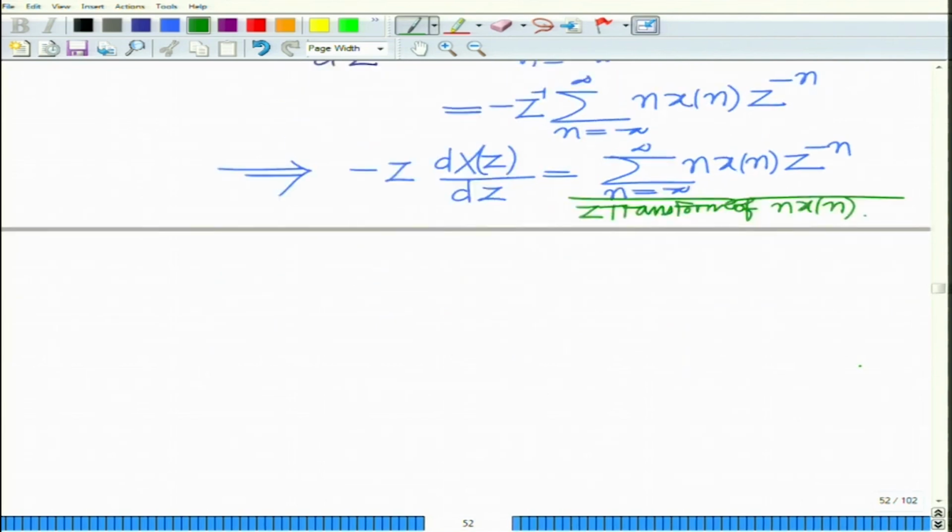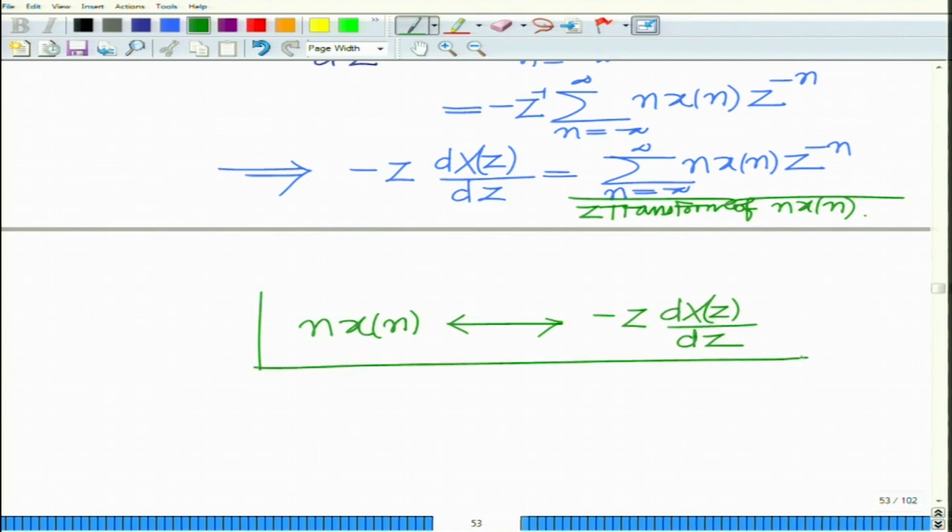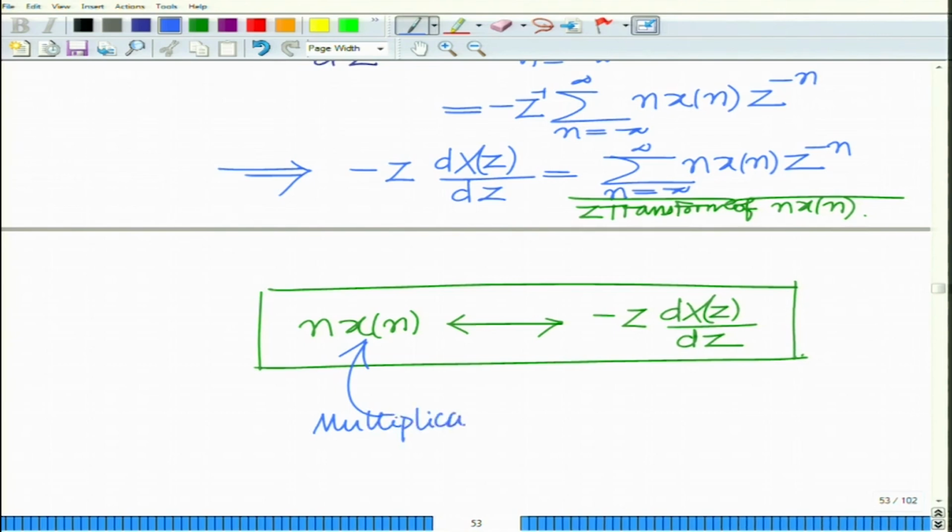So, the signal, that is time multiplication by n, that is the signal n x[n], has Z transform minus z dX(z)/dz. So multiplication in time is basically differentiation in the Z domain. So, this is multiplication by n, corresponding to differentiation of the Z transform.